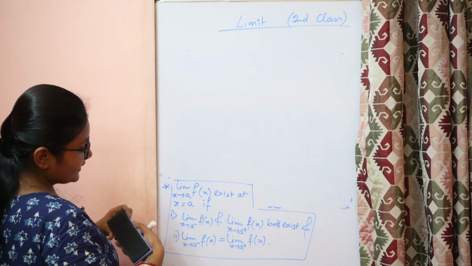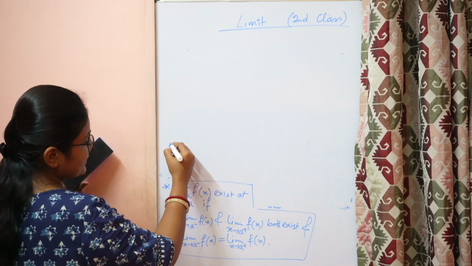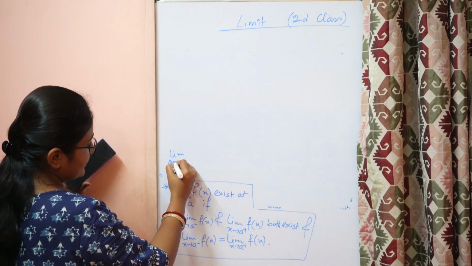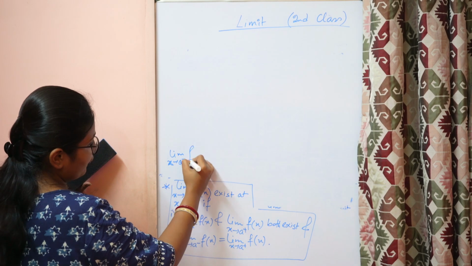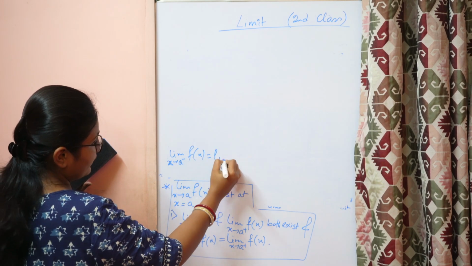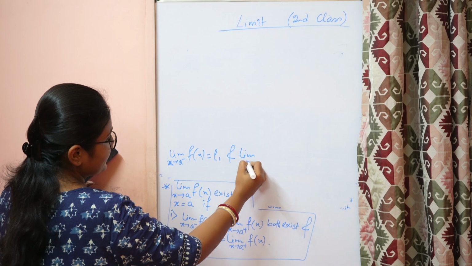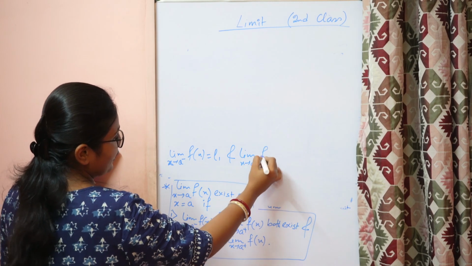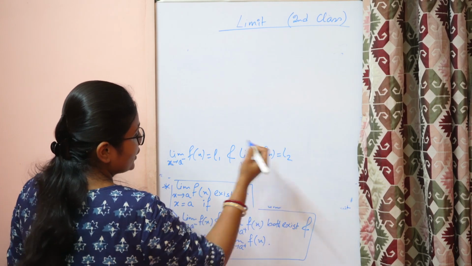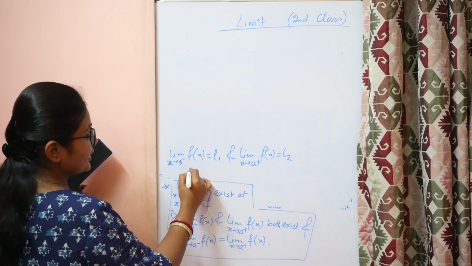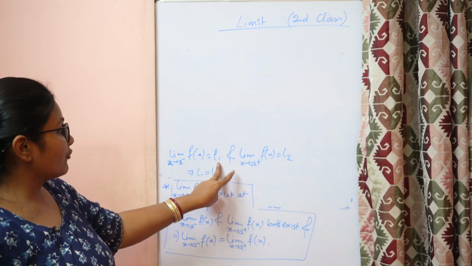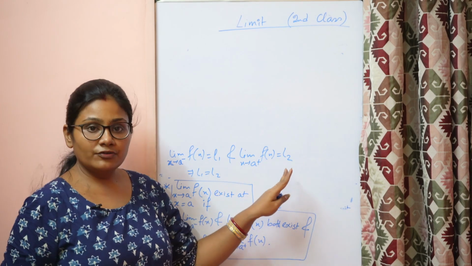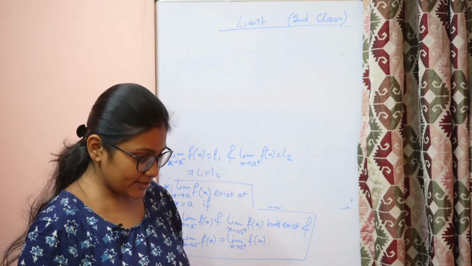So also you can say that if these two exist, suppose limit of x tends to a minus f(x) is equal to L1 and limit x tends to a plus f(x) is L2, then if the limit exists, you can say that L1 is equal to L2. Exist means you have to get a finite value of the limit.